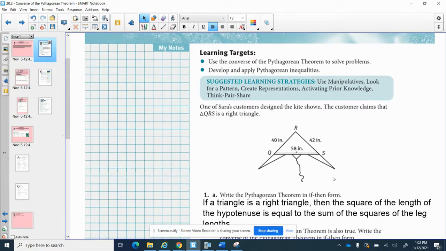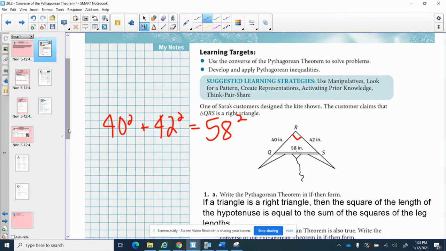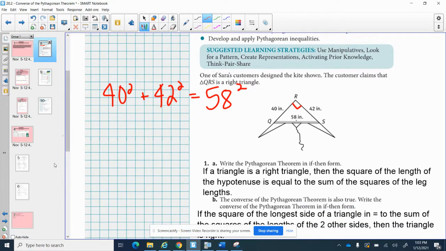And notice we have this right triangle shaped kite. So we have a right angle here at angle R. So we know by yesterday, what we talked about was that our two legs, 40 and 42, those two values squared and added together are going to equal our hypotenuse squared, right? The hypotenuse is always the longest side and across from the right angle.